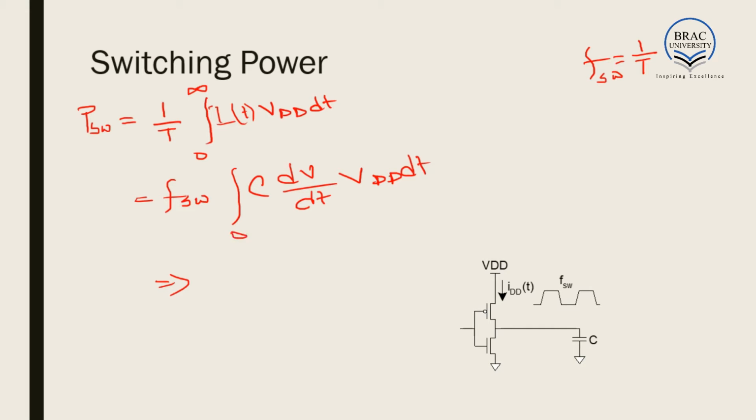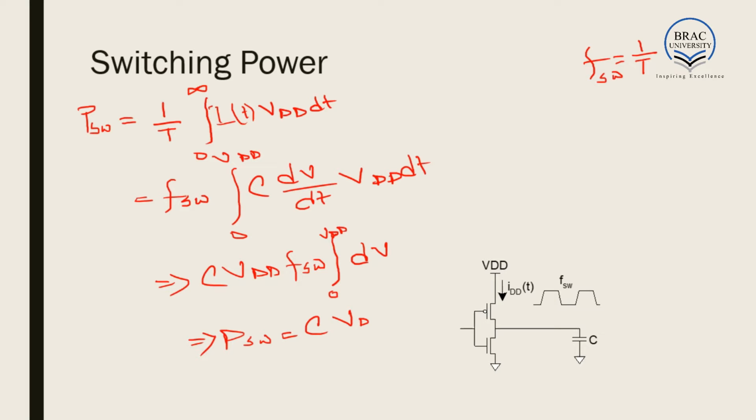From there we get 0 to VDD. So from there we get the C VDD we bring out of the equation, and we already have FSW which is out of the integration. We get 0 to VDD because VDD is the maximum voltage level dV. So we get P switching is equal to C VDD square FSW. This is the switching power of the circuit.